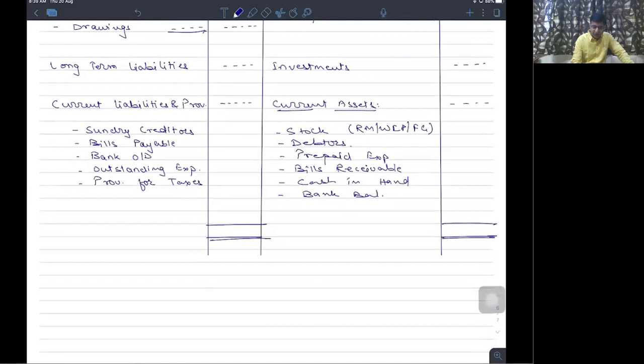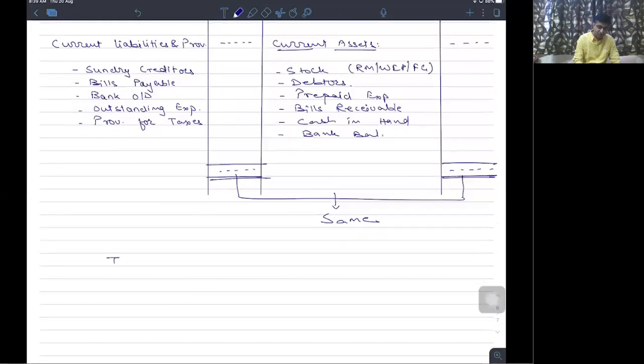Now, because we are following the dual aspect concept, that is the double entry system, as a result of this, this total must be the same automatically. Why? As per the dual aspect concept, total assets, meaning all the asset side, must be equal to the capital plus liabilities. Capital plus liabilities. Am I right for all?